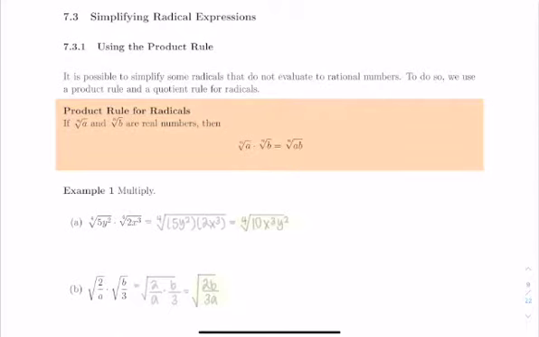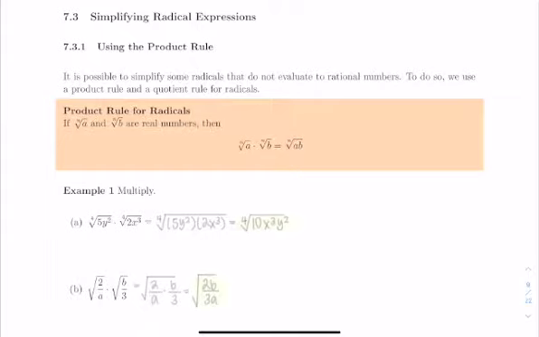In section 7.3, we're looking at simplifying radical expressions. It is possible to simplify some radicals that do not evaluate to rational numbers. To do so, we use a product rule and a quotient rule for radicals. The product rule states that if the nth root of a and the nth root of b are real numbers, then I can just smush them under one nth root as the nth root of ab.